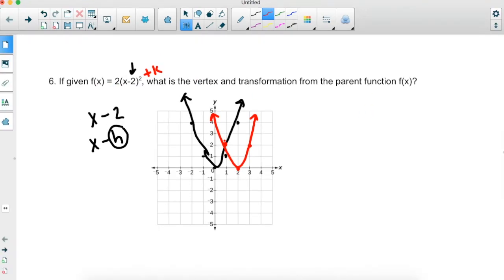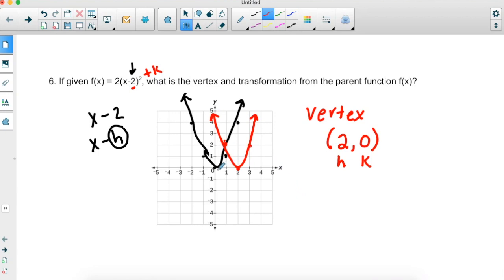Okay, so the vertex, for this example, your vertex is right here. So we are at 2 and 0. And of course, again, this is h and this is k. As you can see, there's no k, so it's 0. And your h is only the number before the subtraction. Excuse me, after the subtraction.